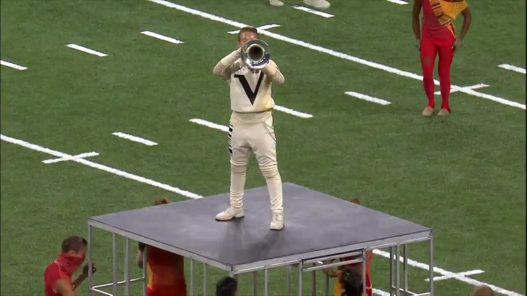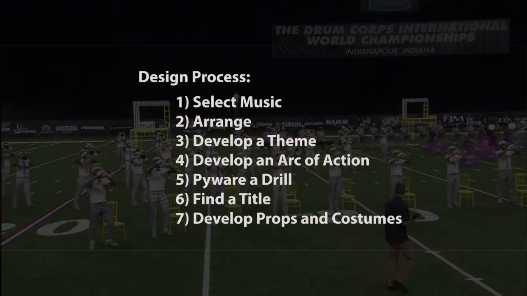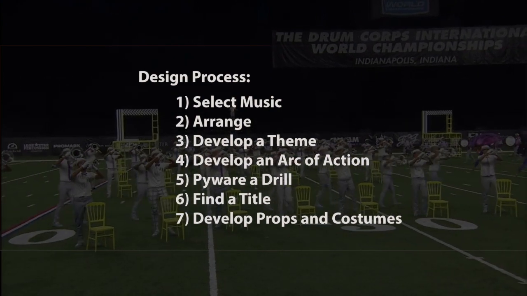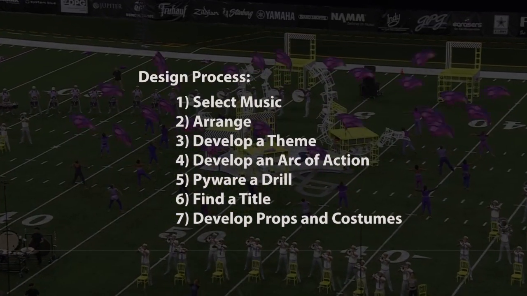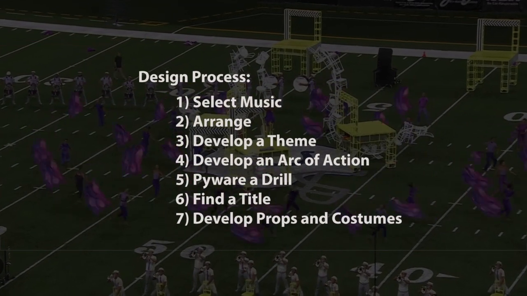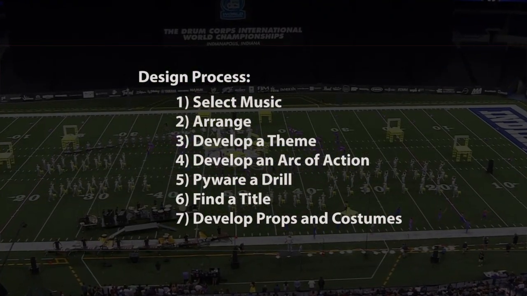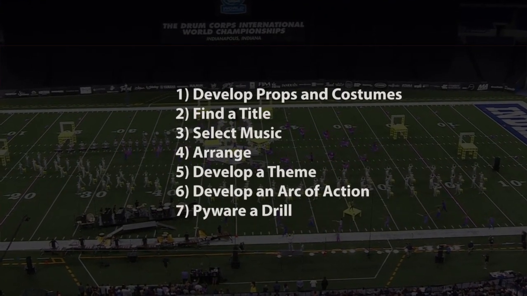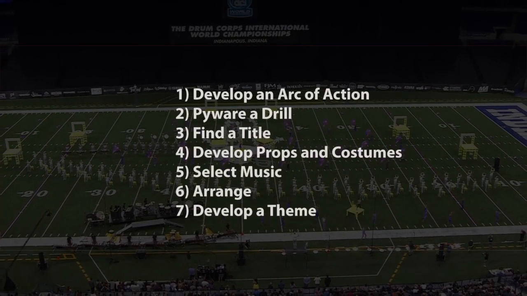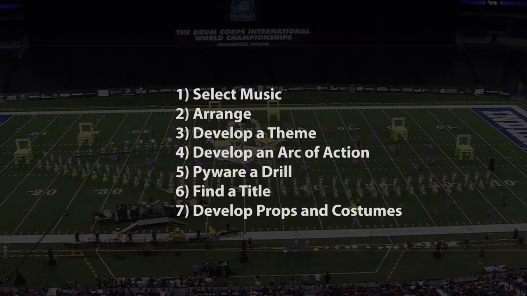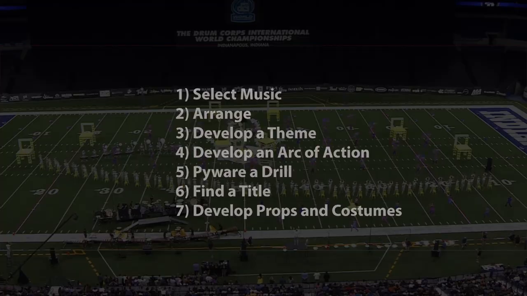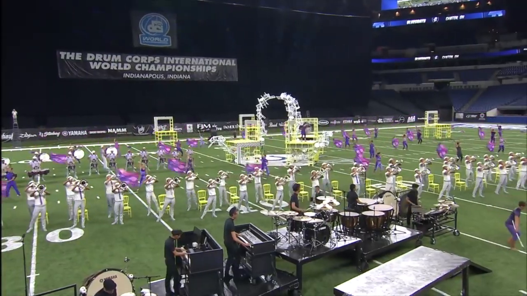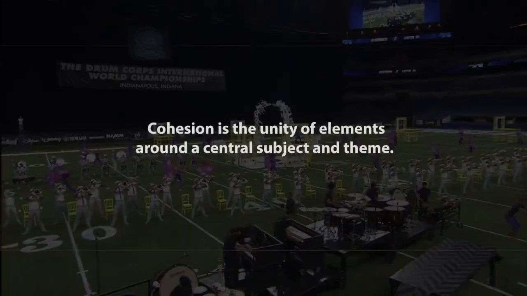Last time we discussed how most designers create a show. They select the music, arrange it, develop a theme, develop an arc of action, pywire a drill, find a title, and develop props and costumes. But the truth is, those steps can happen in any order, once you get good at it, but every element you add to your show must support the other elements. Let's talk more specifically about how design elements support each other with this second lesson in the series, Cohesion.